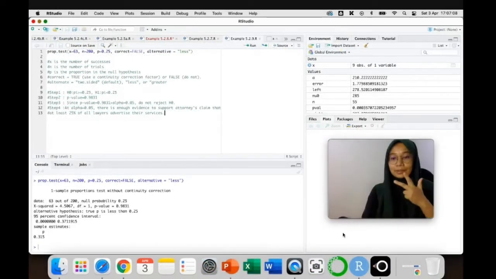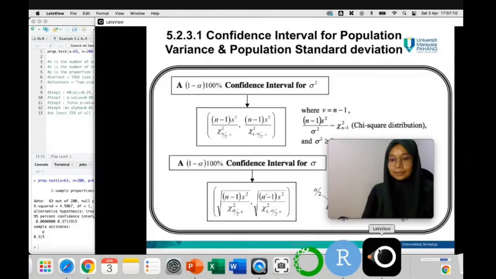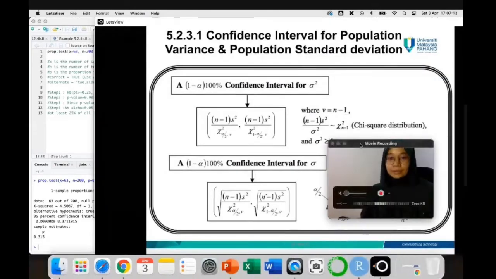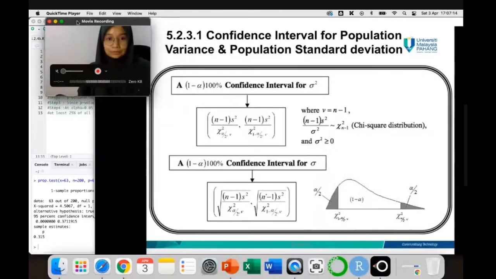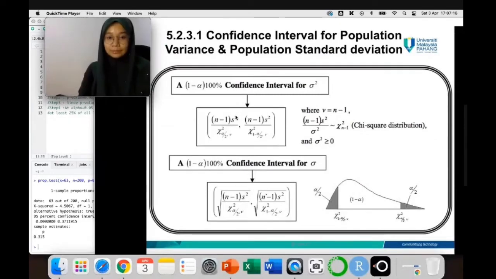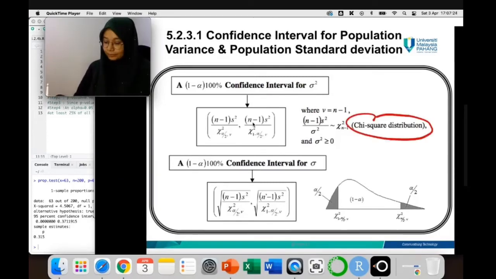And the next one is your sigma square. So, for the sigma square, how to conduct confidence interval for the sigma square or sigma? So, this is the formula. We will use a chi-square distribution. Okay, this one is lower boundary. This one is upper boundary.